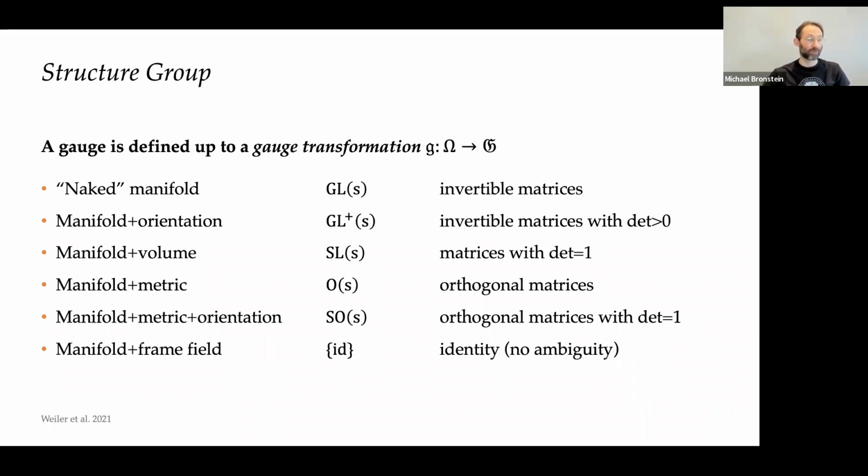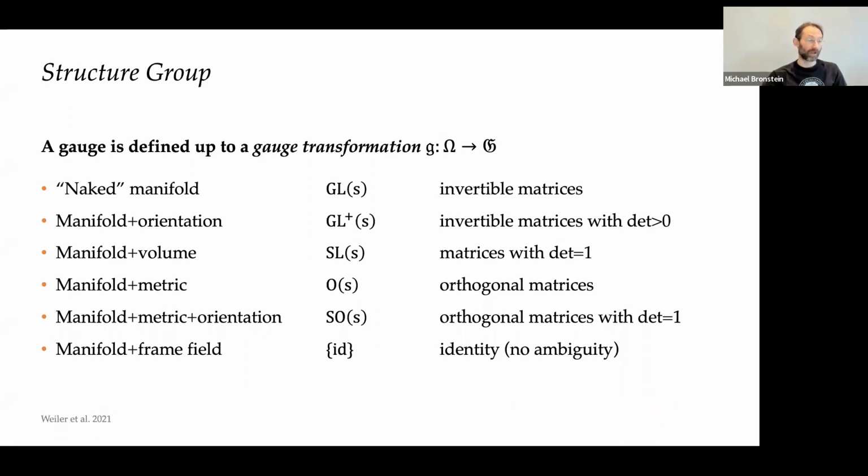If we have a volume form, we can talk about preservation of the volume, right? So we can constrain the determinant of this transformation to be one, what's called the special linear group. If the manifold has a metric, we can talk about orientation. So we can preserve orientation by orthogonality. So we're talking about the orthogonal group.